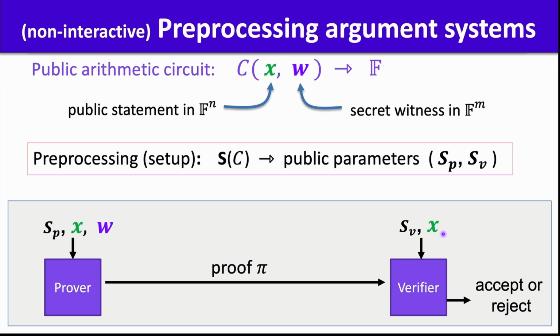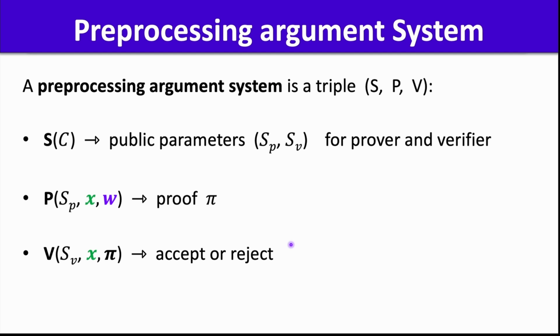The reason this is called a non-interactive system is because you notice the only interaction now is that the prover sends a proof to the verifier, and that's it. The verifier and the prover don't actually have an interactive conversation. The verifier just receives the proof and then decides whether to accept or reject the proof. And again, the reason these are called pre-processing argument systems is because the circuit is pre-processed ahead of time using the setup algorithm, and then once the pre-processing is done, the only interaction between the prover and the verifier is that the prover sends this proof pi to the verifier.